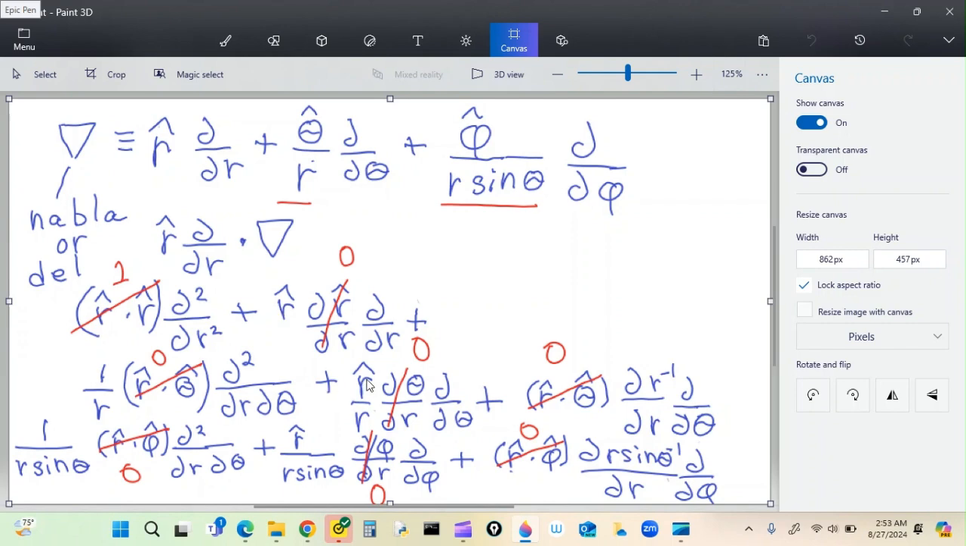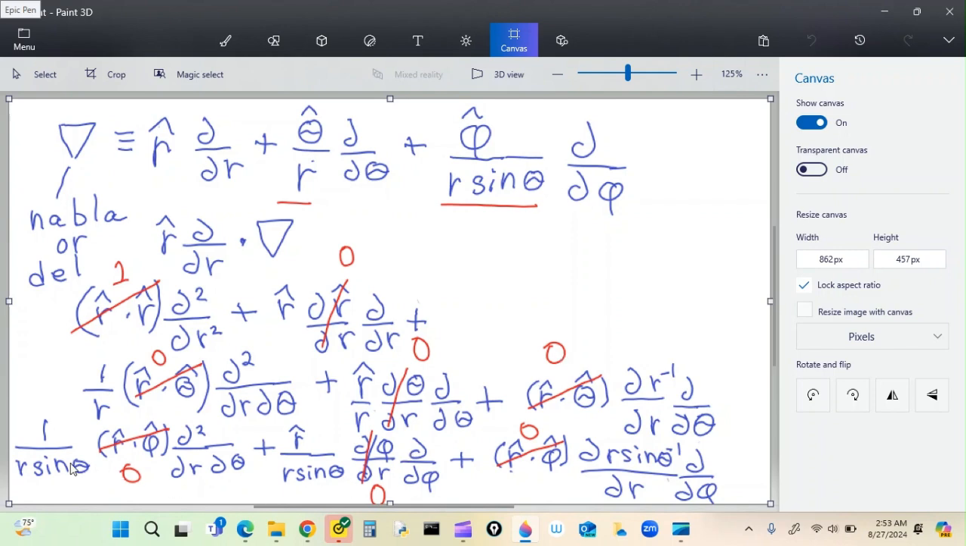The r operator, still got the r over here. The partial of theta with respect to r is going to be 0, so that term drops out. So we've got a 0, we've got a 0, we've got a 0. Boy, this is getting really simple.